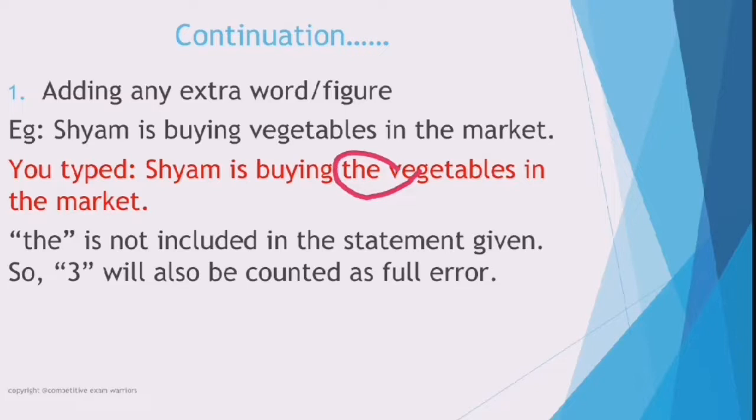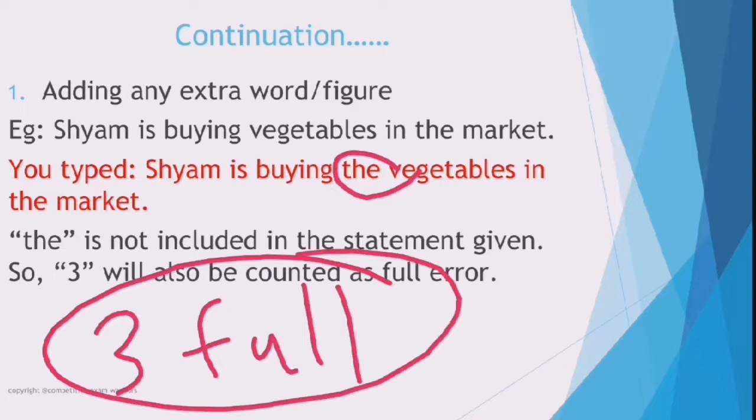So these 3 characters of "the" will be counted as full errors. Obviously it will count as full error and it will be 3 full errors. So because of this extra "the", you will be given a penalty of 3 full errors. Okay, now let's proceed further.